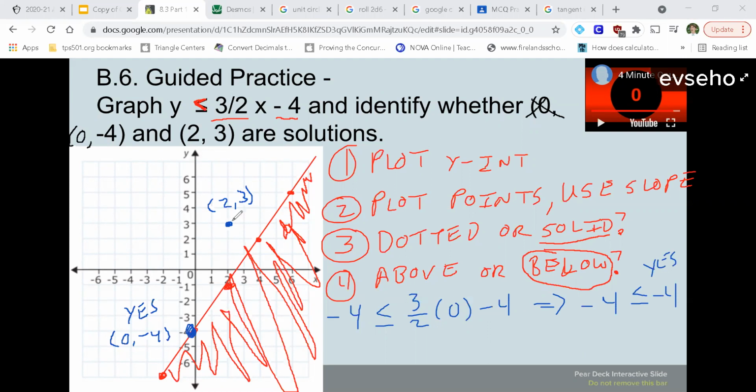Is (2, 3) a solution? No. And again, if we test that, is 3 less than or equal to 3/2 times 2 minus 4? Well, 6 divided by 2 is 3, minus 4 is -1. Is 3 less than or equal to -1? Nope.